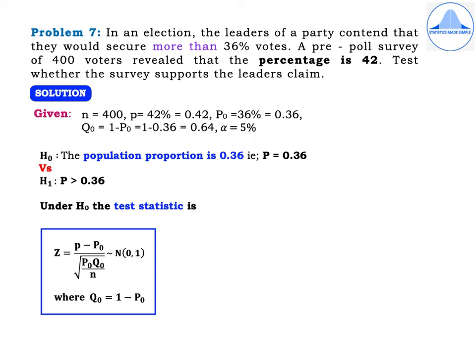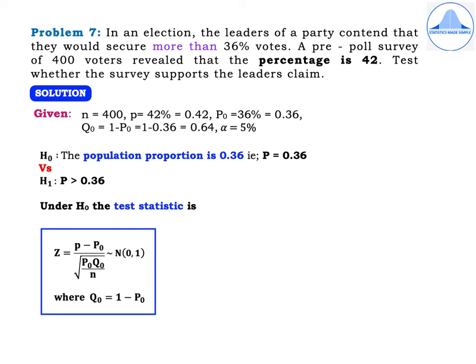Then P naught is 36%, which is 0.36. Q naught is 1 minus P naught, which is 1 minus 0.36, which is equal to 0.64, and alpha is 5%. Then write H naught, the population proportion is 0.36, that is capital P is equal to 0.36 versus H1, P is greater than 0.36.